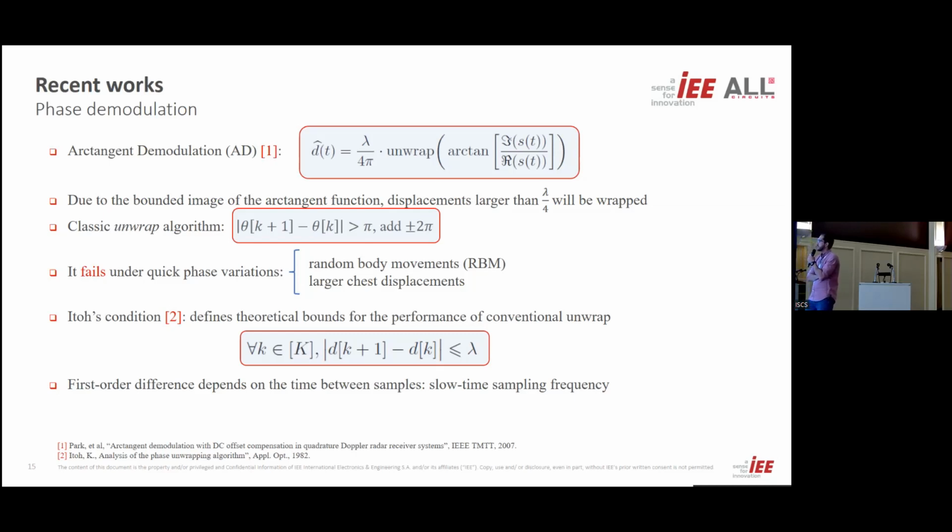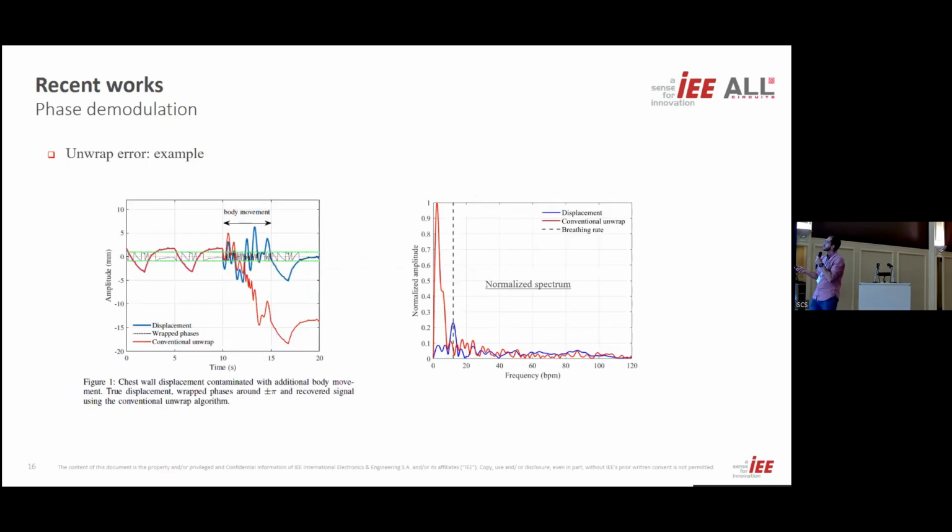There is a theoretical condition, the Itoh condition, defining theoretical bounds for the performance of unwrap. We can see that the first order difference should be smaller than the wavelength. This is just one example of unwrap error. You can see a chest displacement here, and at some point, we have a random body movement, and this is causing the unwrap in red to fail.